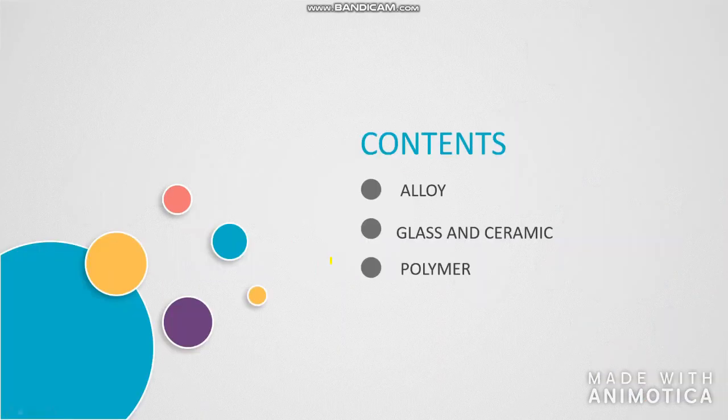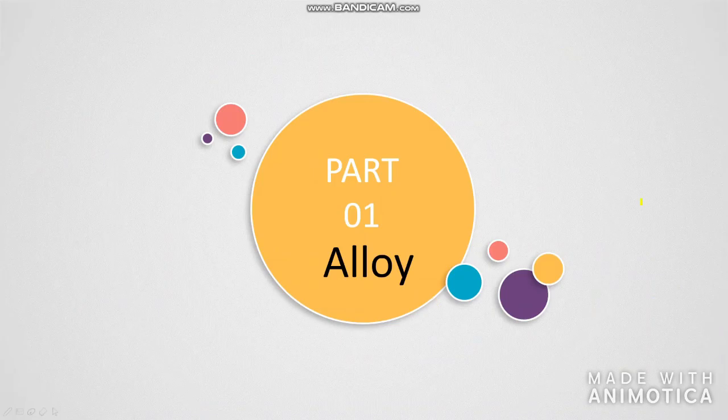So, the content in this chapter, there are three parts. The first part is alloy. The second part is glass and ceramic, and the last one is polymer. So now let's look at part 1. In this video I talk about alloy.